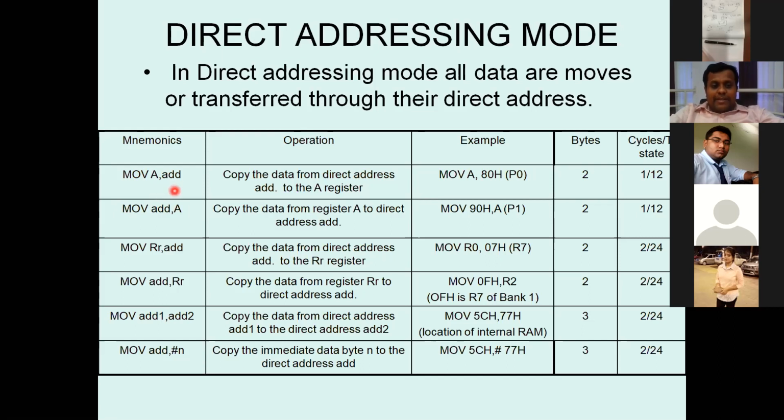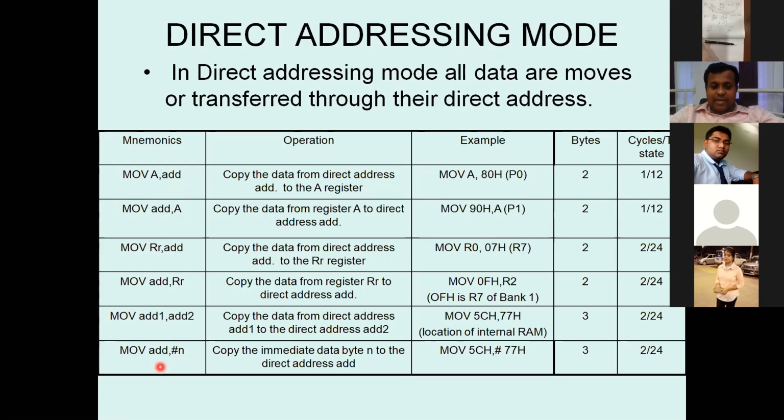MOV A comma address, MOV address comma A. What are the functions? Means MOV A comma 35H or MOV 35H comma A. Is it clear? So this is the example of number 2, direct addressing mode. All are number 2, right?